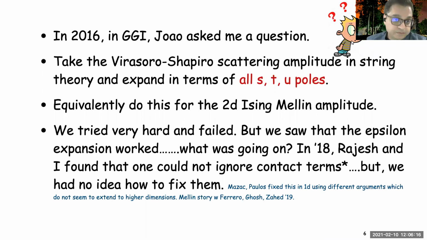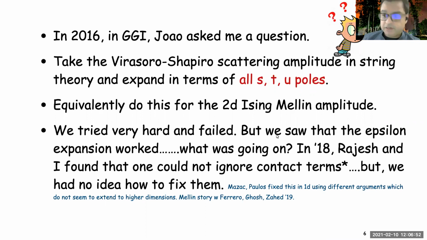His question was, you take the Virasoro-Shapiro scattering amplitude in string theory, which you know is a ratio of gamma functions, and you expand in terms of all STU poles. As you know, the Virasoro-Shapiro scattering amplitude has poles in S, T and U variables. He told me that you take this and you try to expand it in all three poles, and you can do this equivalently for the 2D Ising Mellin amplitude. And needless to say, we tried very hard for many months, and it didn't work.